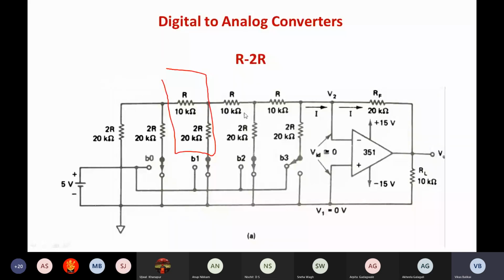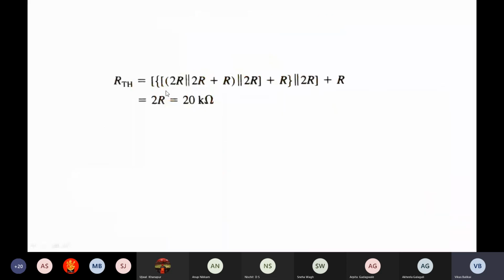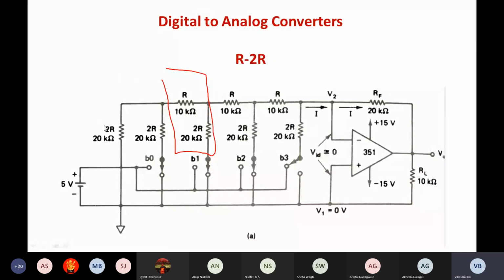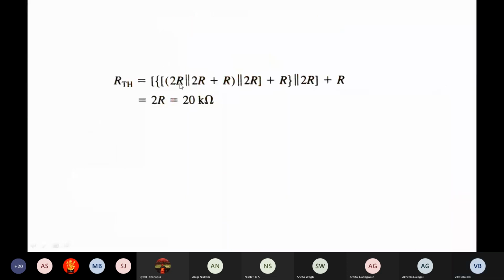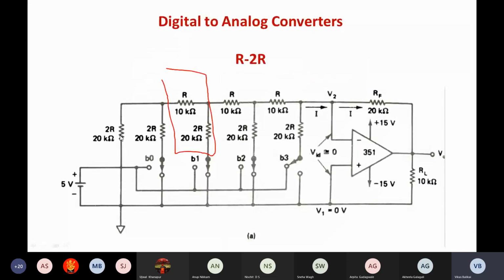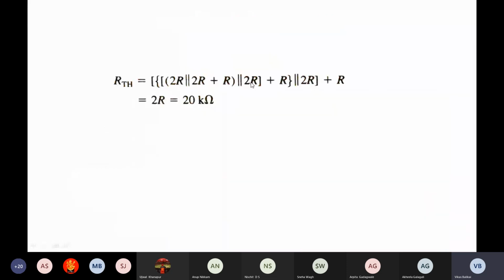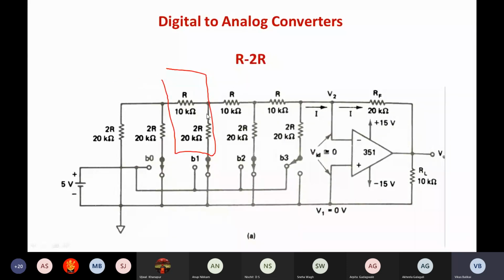I was talking about this equation. This entire setup, I'll convert it into the Thevenin equivalent resistance. How am I going to do it? First, I'll consider this 2R. This 2R is in parallel with the series combination of 2R and R. So first 2R is in parallel with 2R plus R. This entire thing is again in turn parallel with 2R over here. And this entire setup is in parallel with this R plus 2R.